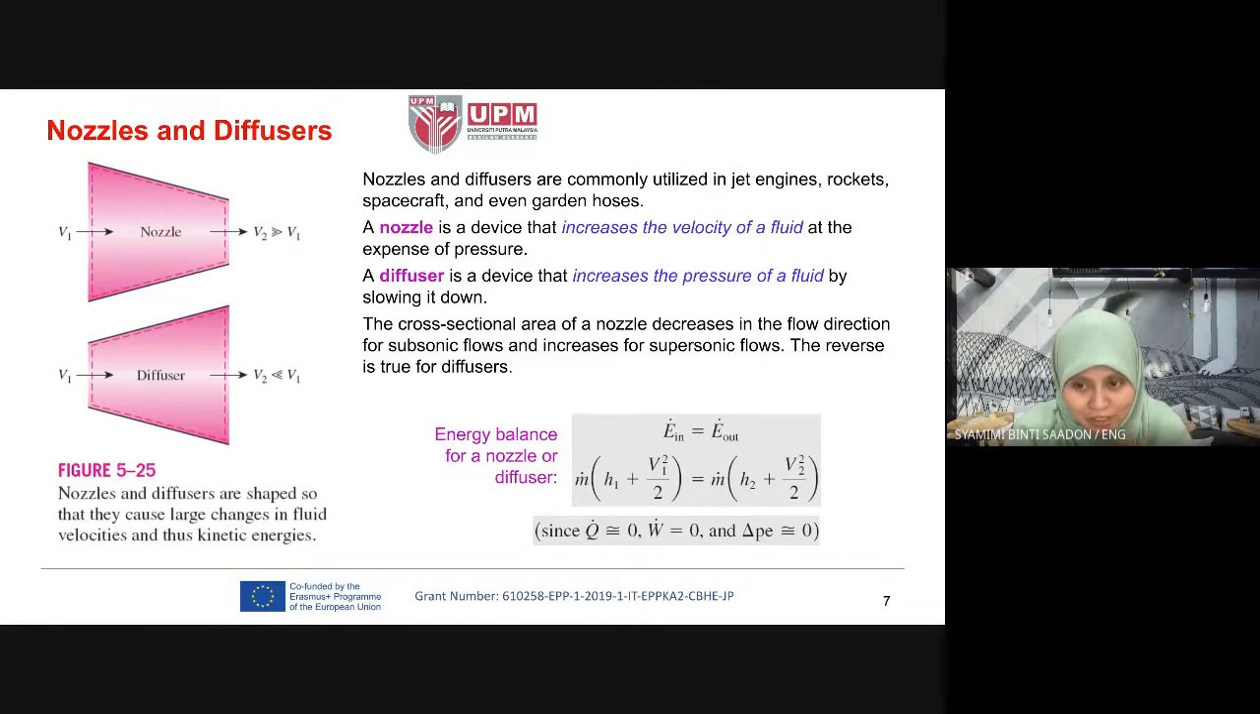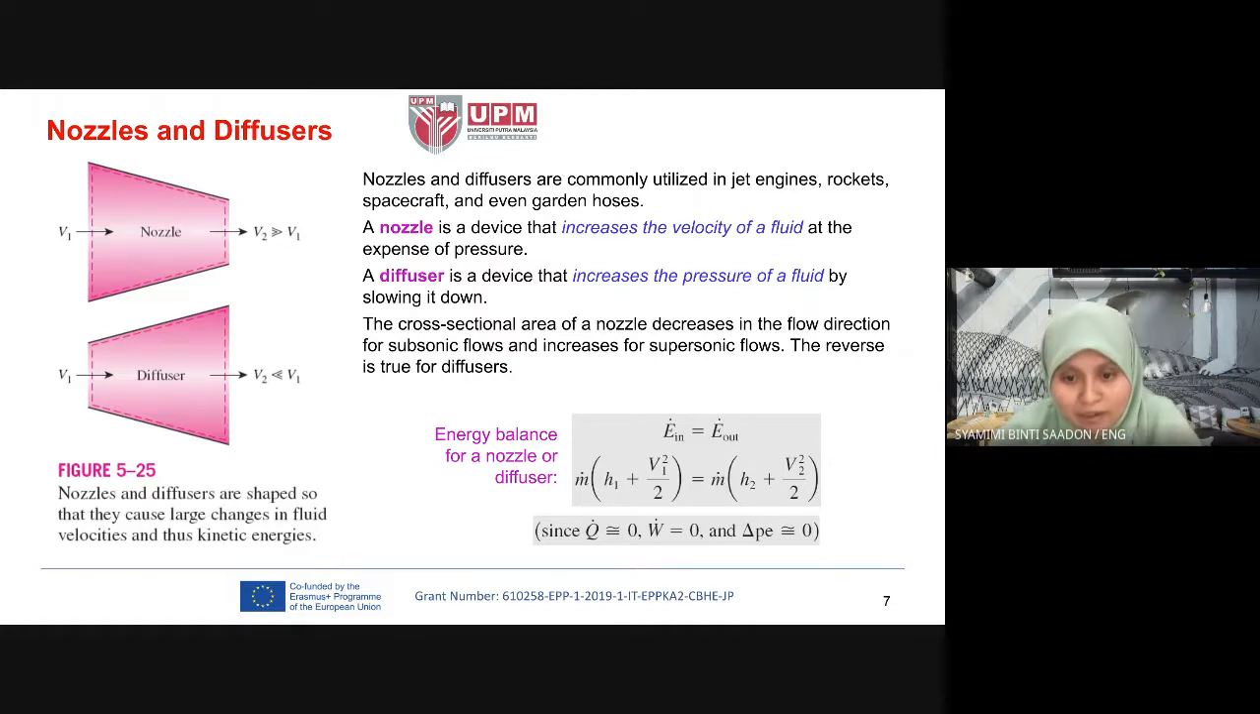I think you know about Mach number in aerodynamics. I think you have learned that. And supersonic is a Mach number higher than 1. So we use this nozzle with area decreasing in the flow direction for subsonic flow, increasing for supersonic flow. But the detail we learn at the end of the semester, the last chapter. The reverse is true for the diffuser. The function of the diffuser is opposite to the nozzle.